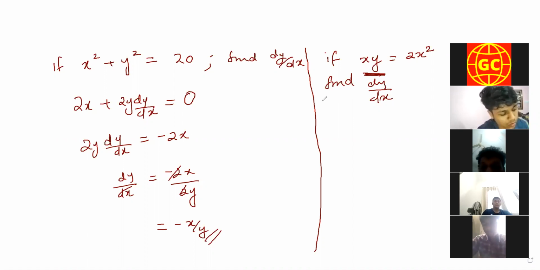Left hand side, xy, isn't it? Product rule, ma'am? Yeah, product rule, correct. xy means that is x into y, isn't it? So apply product rule. What is product rule?